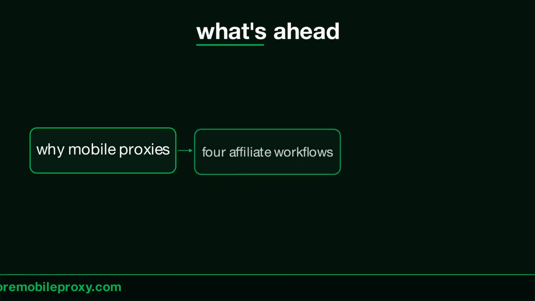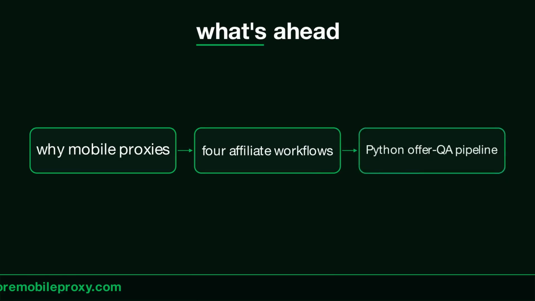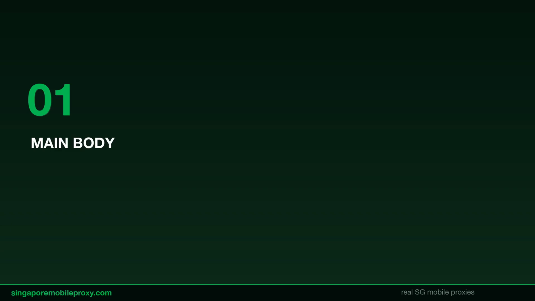Three things ahead. Why affiliate work needs mobile proxies specifically. The 4 affiliate workflows that benefit most. And a working Python offer QA pipeline that captures redirect chains and postback verification. First, why affiliate work needs mobile.